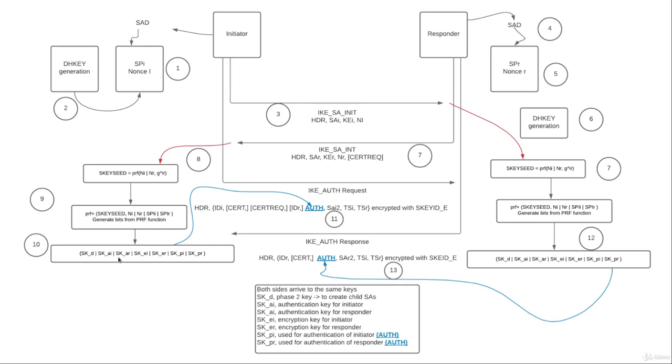The keys that get generated are as follows. The SK_d, this is used to create child security association. We will talk about that in detail in future lectures and explain what the child SA is, and create child SA. The next keys are for authentication, authentication initiator and responder, followed by the encryption keys, encryption initiator and responder. The last two keys are new to us. This is the key confirmation key. It will be used to generate the auth payload.